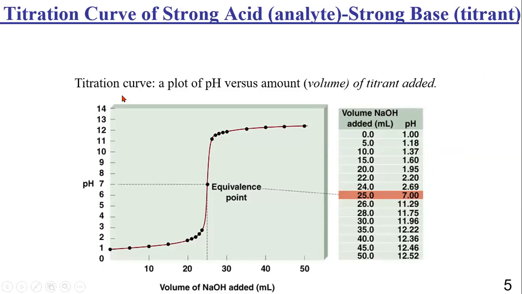Here we have an example of a pH curve. This is a titration curve of a strong acid, HCl, titrated with my titrant, strong base, OH minus. What we have here is the volume on my X-axis versus the pH on the Y-axis. My X-axis is the volume of OH minus, or NaOH, and my Y-axis is the pH.